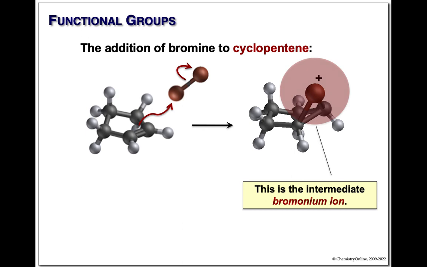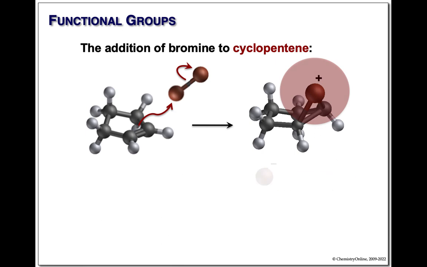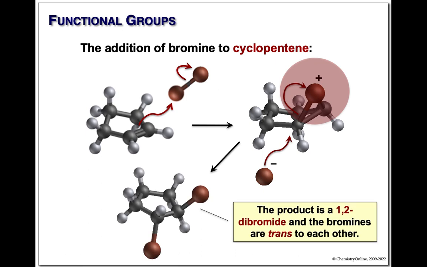Now remember, we also have a Br minus that we kick out. It would love to get in here and react, but this is so big it can't get there unless it comes in from the opposite side. The ring opens and we get our trans dibromide. Organic mechanisms are, again, a wonderful exercise in logic.